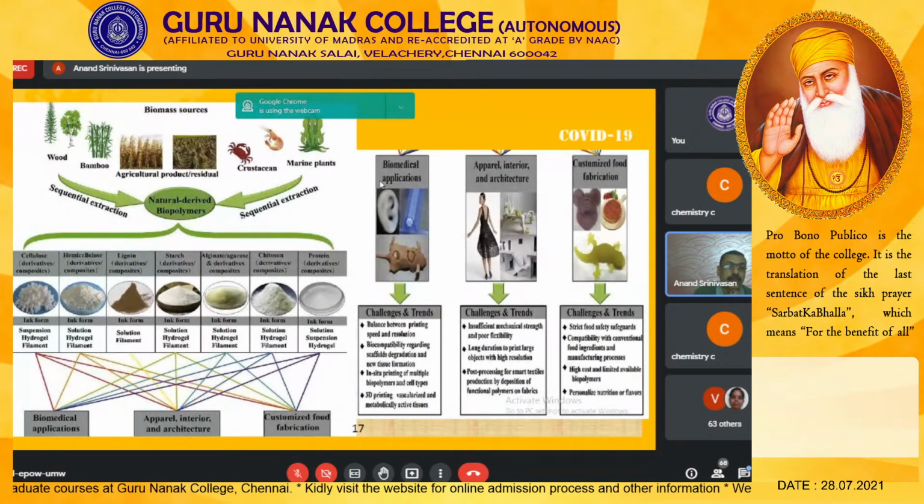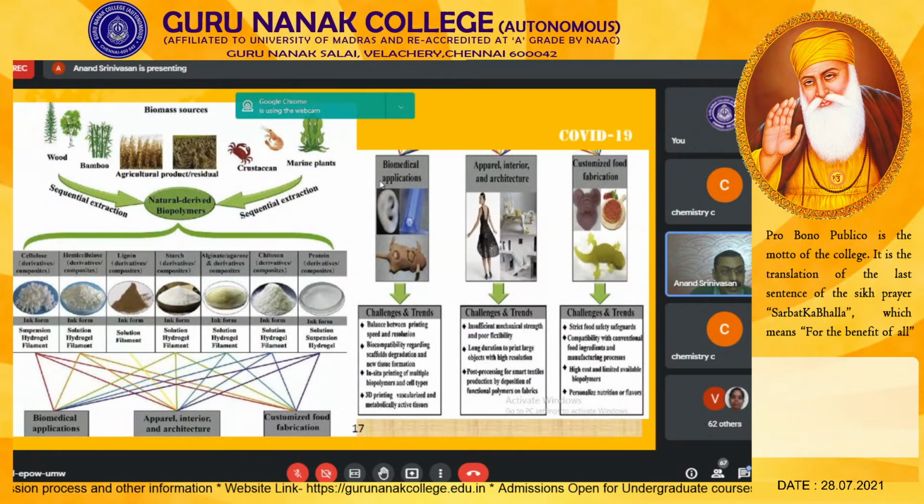materials. So when you look into the applications of these bio-based polymers in healthcare, you can see they are obtained from wood, bamboo, agricultural products, residual products. From plants and animals you get the biopolymers, and through sequential extraction you get the polymers. You see the cellulose derivatives, they are used as an ink in suspension, hydrogel and filament. And hemicellulose composites, again they are used in ink form, solution form, hydrogel form and filament form. So these forms can be used for 3D printing.